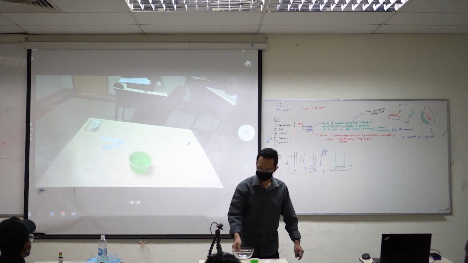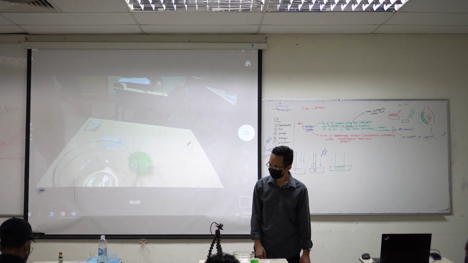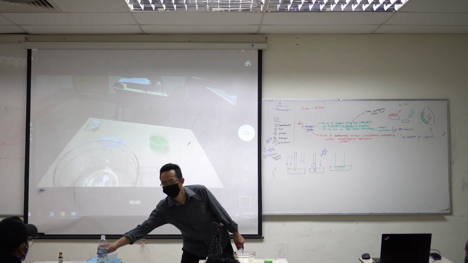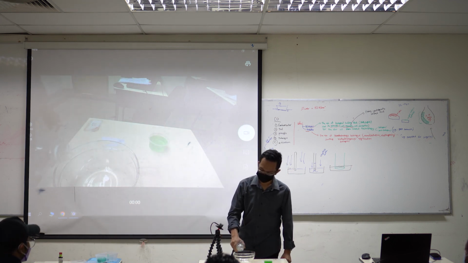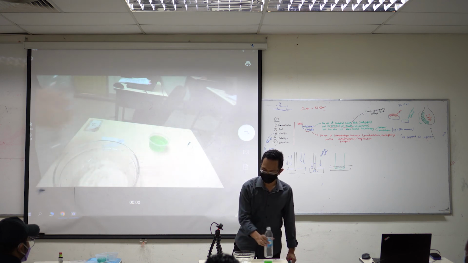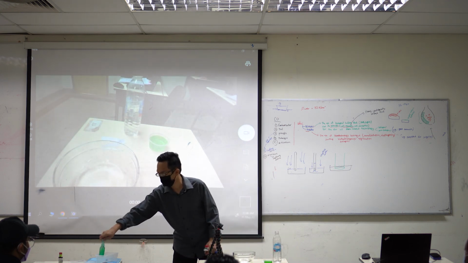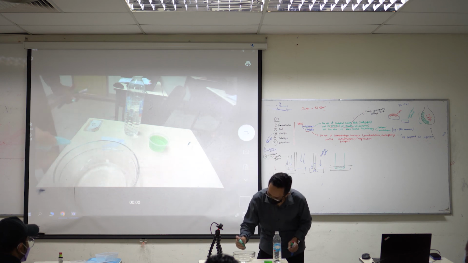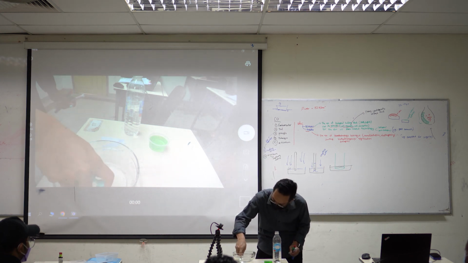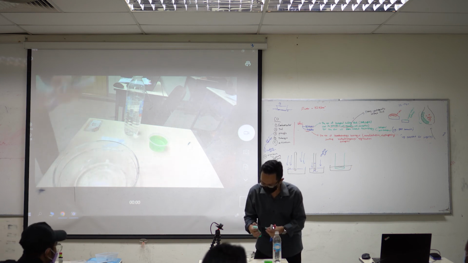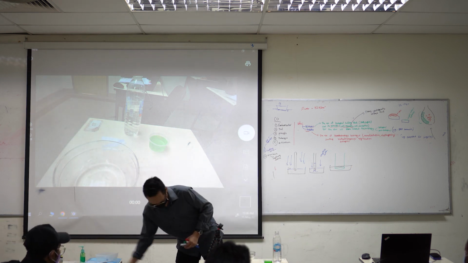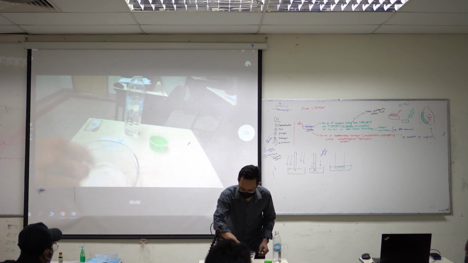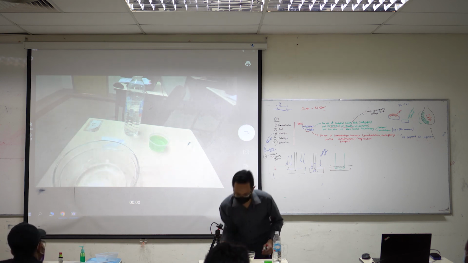Okay. Let's say I have this bowl and then I have this water. You can see right? There. I put water and then I put just a small amount of, apa ni? Ni apa? Sabun. Just a small amount of sabun. And then I try to kacau-kacau.